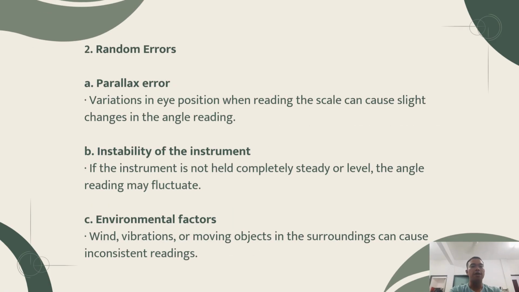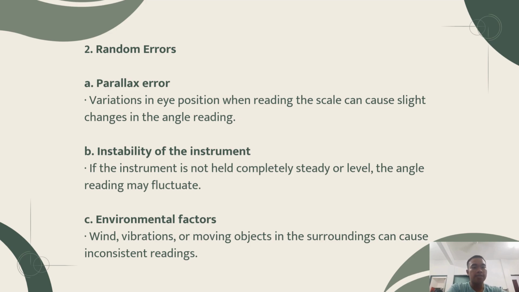Next, let's take a look at page 18. We face random errors, which are unpredictable and vary from one measurement to the next. Parallax error happens depending on where your eye is positioned when reading the scale. If you are looking straight on, the angle might look different. For example, if we look from above, it's not the same as if we look from below.